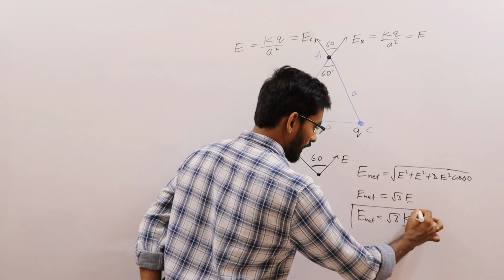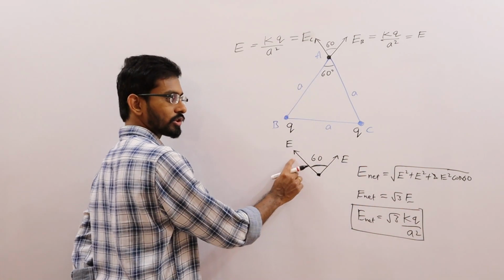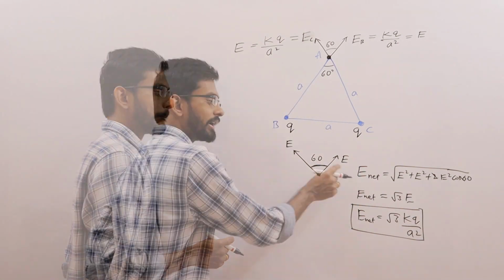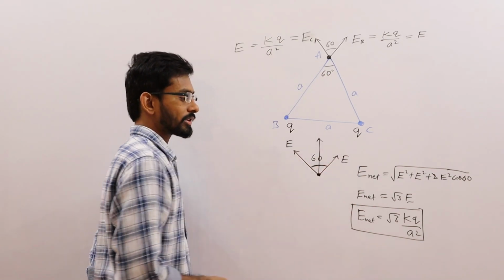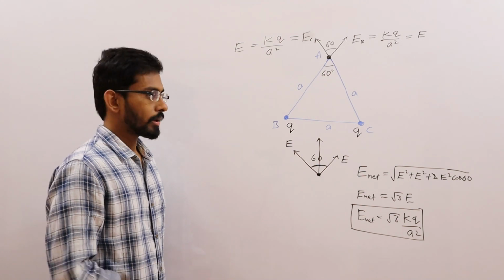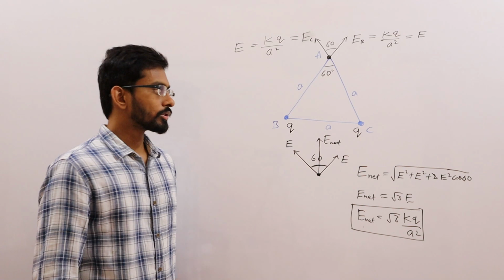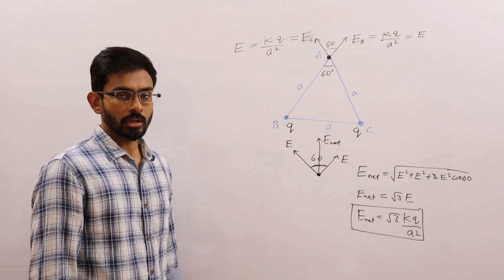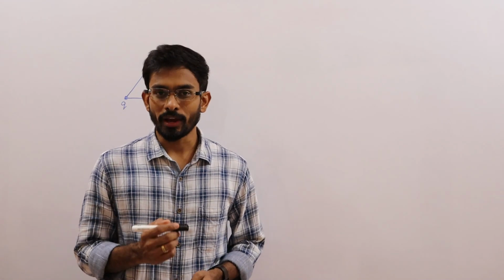So this is how to calculate the net electric field. And for the direction, as these two vectors are identical, the resultant will be along the angular bisector of these vectors. Okay, so this is the direction of the net electric field and this is the magnitude. This is how to solve this kind of question using the principle of superposition. Now let us apply it for a few examples.